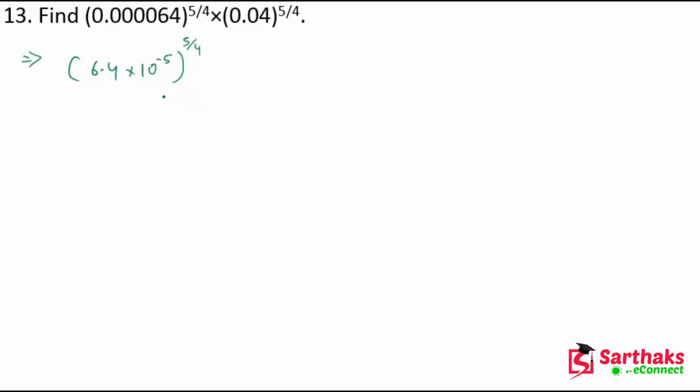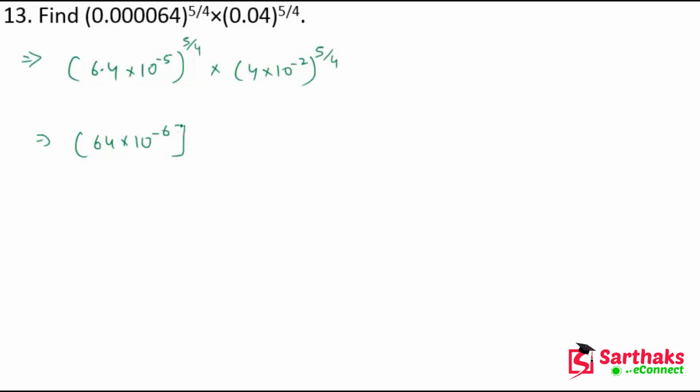I hope you understand these things. Now we can write it as 4 into 10 raised to power minus 2, and it has whole raised to power 5 upon 4. Now we can write this as 64 into 10 raised to power minus 6. We are shifting the decimal to the right direction, and here one digit will be increased.